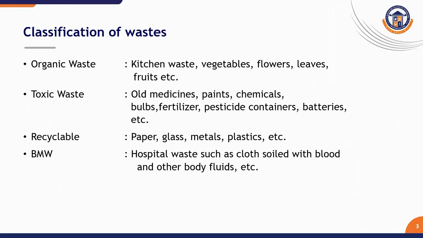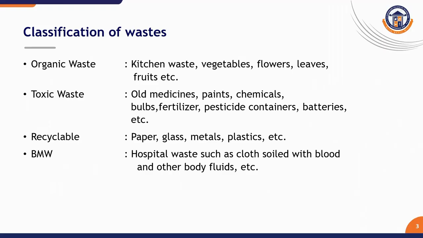In classification of waste: organic waste, toxic waste, recyclable waste. First one is organic waste. This type of waste is biodegradable. It can decompose naturally by microorganisms. Examples: kitchen waste, vegetables, flowers, leaves, fruits, etc. Then toxic waste, it contains harmful substances. Examples: old medicines, paints, chemicals, bulbs, etc.